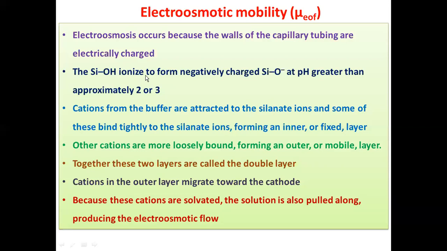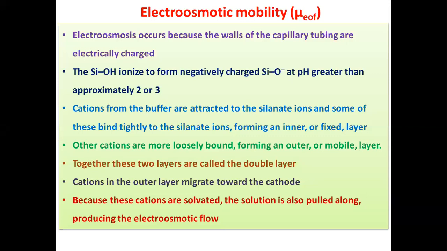When the capillary tube is charged by applying the electric field, and assuming the pH of the buffer solution is between 2 and 3, the medium is acidic and the silanol groups will tend to undergo ionization, so the silanol is converted into silanate anions. What happens when these silanate groups are formed? They are negatively charged, so the surface of the capillary tube is negatively charged.